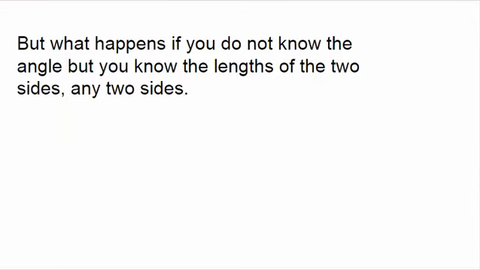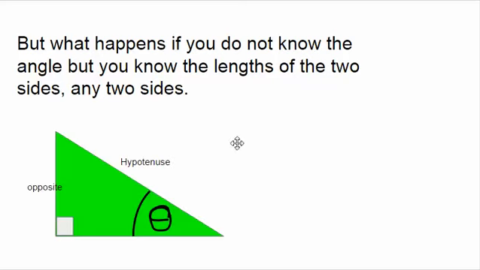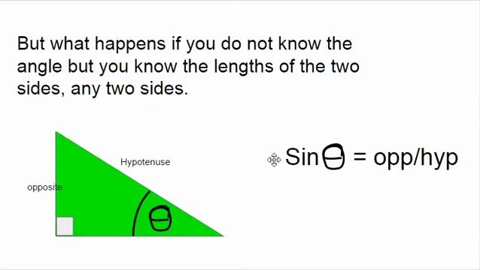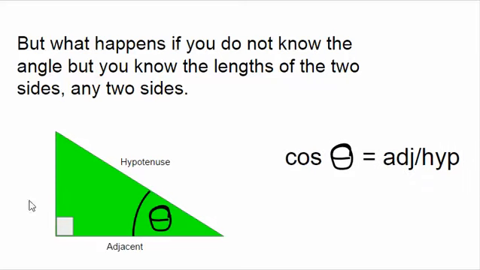But what happens if you don't know the angle, but you know the length of the two sides? Any two sides. Let's take a look. So here we don't know the theta, but we do know the length of the opposite side, and we do know the length of the hypotenuse. That would be the sine of theta. The sine of theta is the opposite divided by the hypotenuse. So this is just some length divided by some length, which becomes a pure number because the units cancel out.